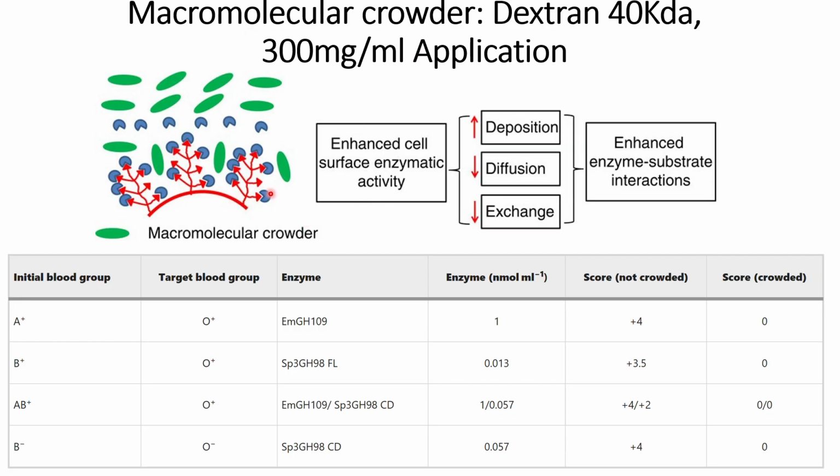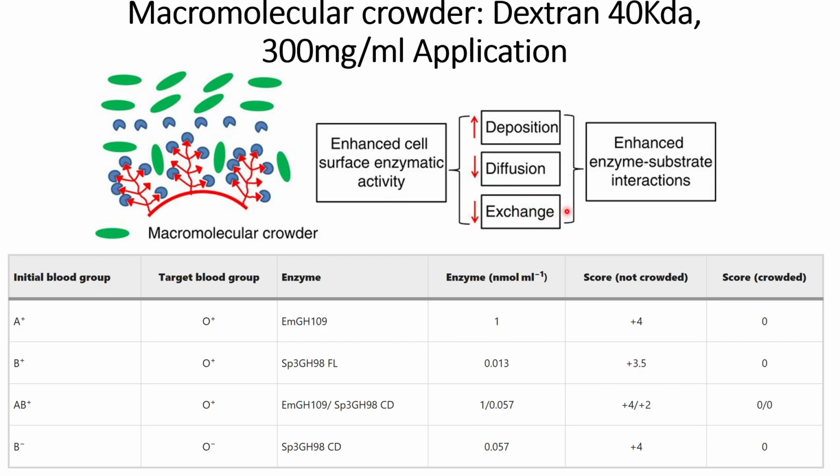So before going into their results, we will understand what they have finally concluded about this macromolecular crowder. What they say is that this macromolecular crowder can enhance the cell surface enzymatic activity. And what are the things that it can do? It will increase the depositions of the substrate, it will reduce the diffusion of the substrate within the cells, and it will decrease the exchange of other things.